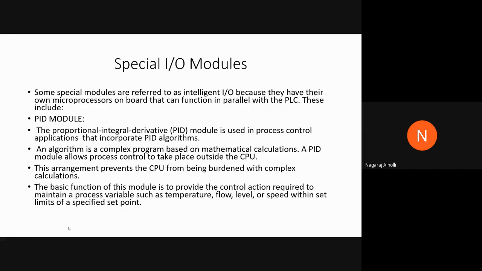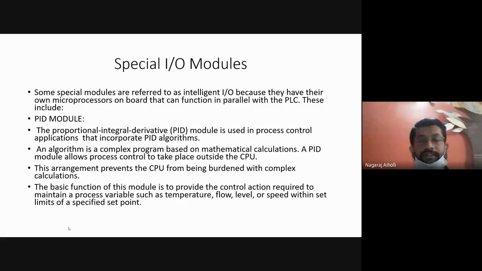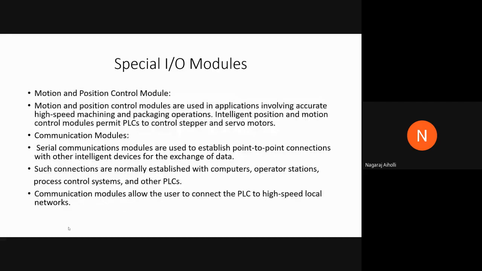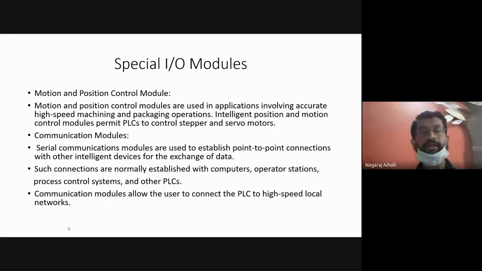Basic function of the module is to provide control action to maintain process variables such as temperature, level, speed, flow within the set limits, or what is called the specified set point value. Motion and position control modules. These modules are used to control the motion or the position, just like I give the example of the stepper motor and the servo motors.